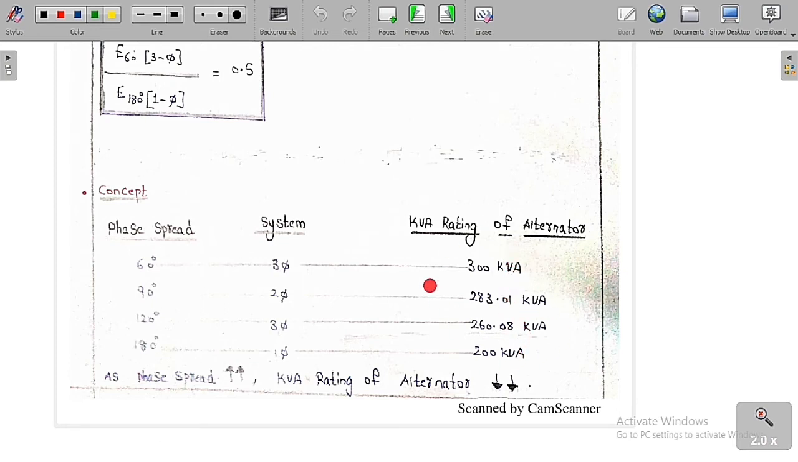You can see clearly from this table only. As I increase the phase spread from up to down, the corresponding KVA rating of the alternator is going to get decreased. It's a very important point. Whenever you increase the phase spread, the KVA rating of the alternator is going to get decreased. It's a very important relation that you should always need to understand.